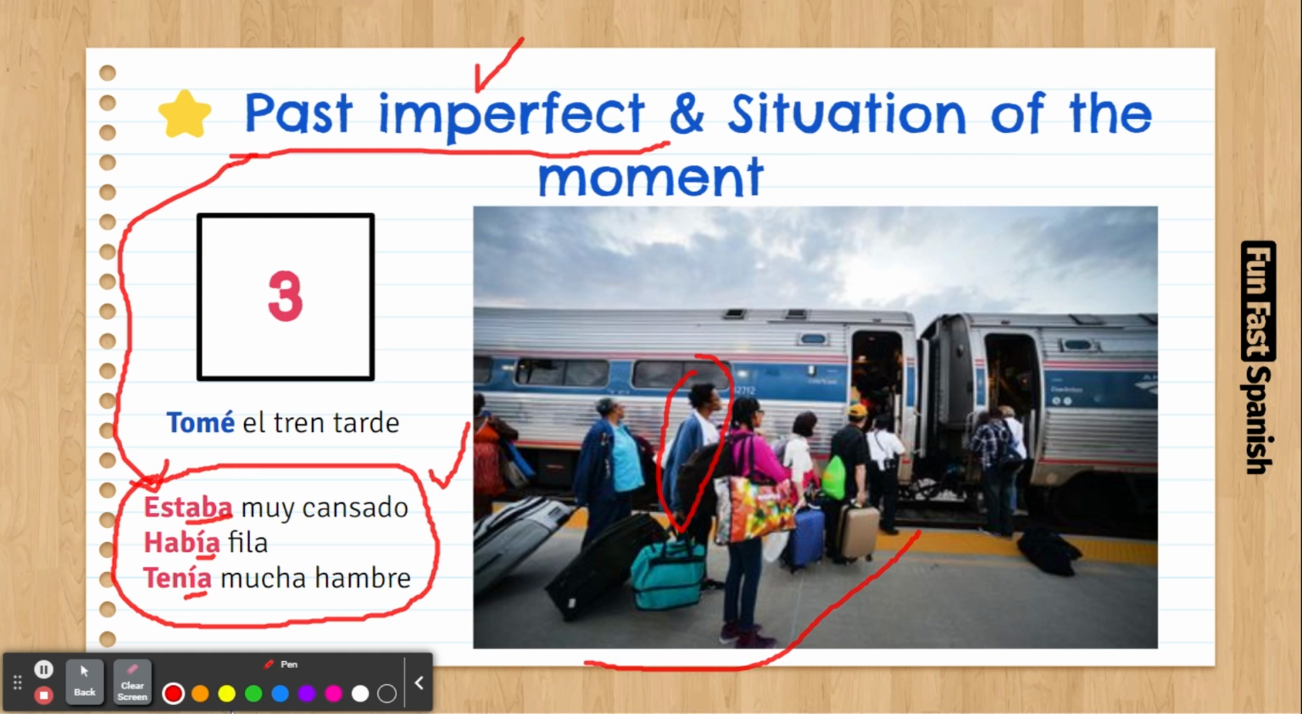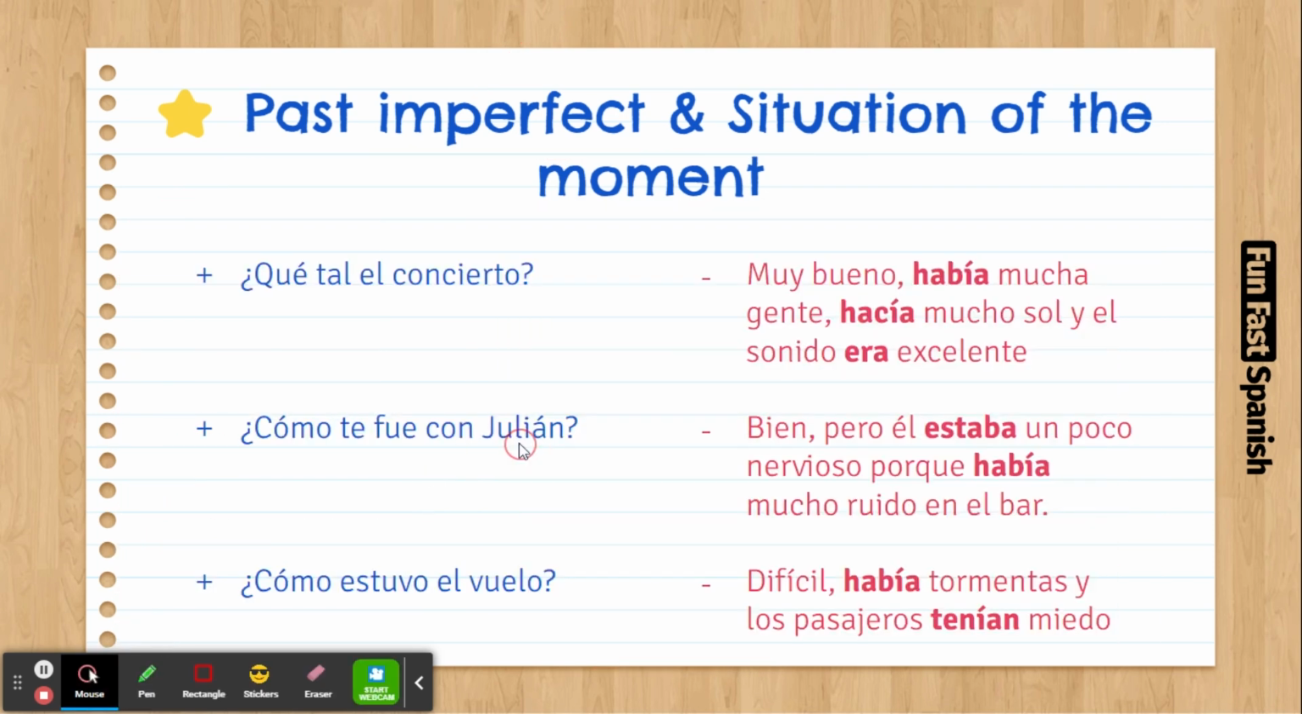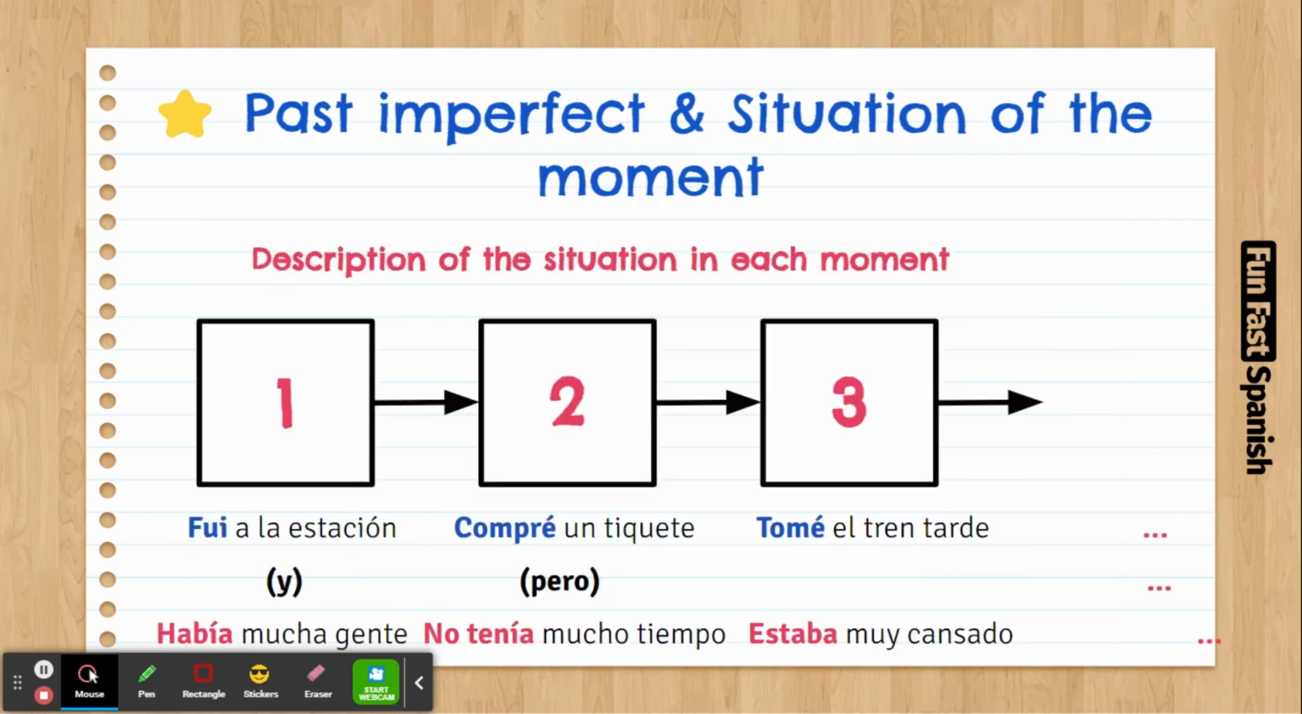And past simple, on the other hand, is to bring sequence. If you put a verb in past simple, it's because you want to talk about the next thing that's gonna happen, the next thing, and the next thing. So you have to kind of mix them, right? If you only bring sequence, let's say you say, fui a la estación, compré un tiquete y tomé el tren tarde. Good, I understand.